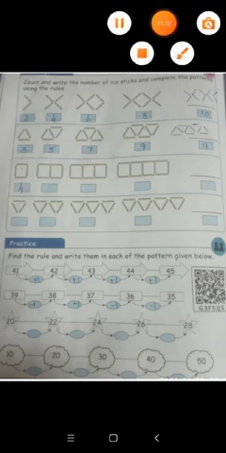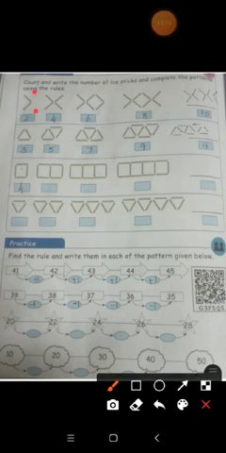The next exercise is count and write the number of ice sticks and complete the patterns using the rule. First find the rule of the pattern, then write it in order. Here how many ice sticks are given? 1, 2. So 2 ice sticks are given. Write the number 2 in the given box.